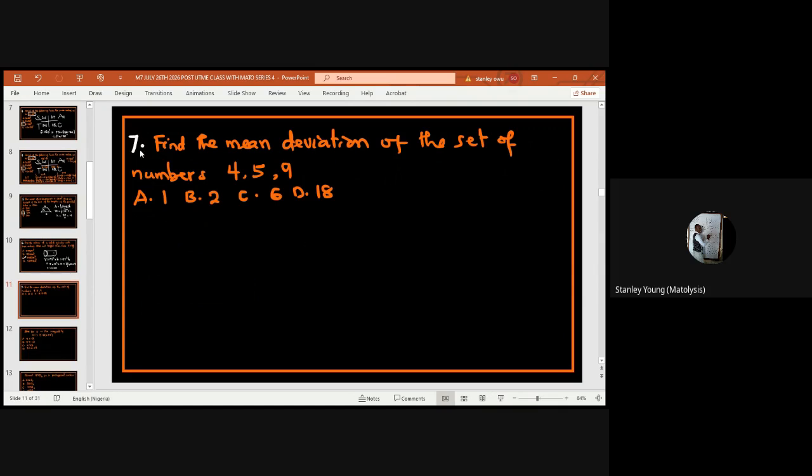This is asking us to find the mean deviation. What do you do? Before we get the mean of this information, it is 4 plus 5 plus 9 divided by what? Divided by 3. Okay, that's 18 over 3, and that's 6. So let's get the mean deviation. The mean deviation, absolute mean deviation. 4 minus 6, that's going to be what? Is minus 2, but we're interested in the absolute value, so we have 2.